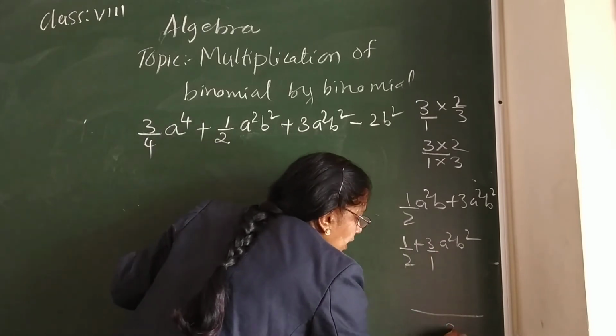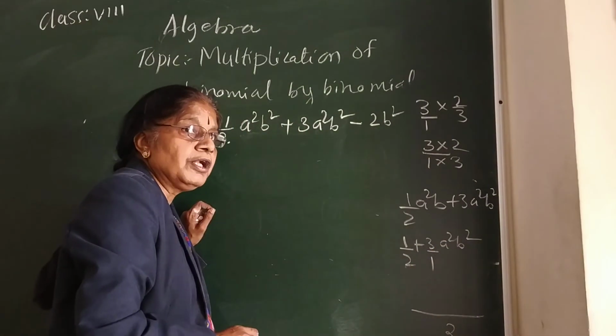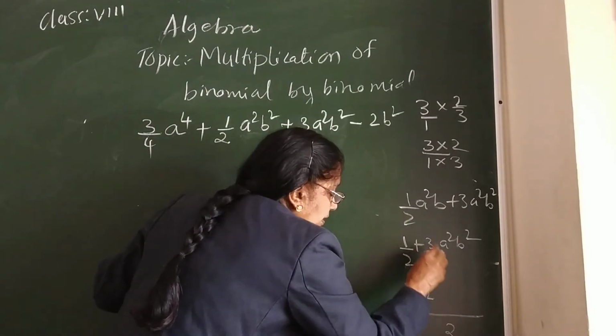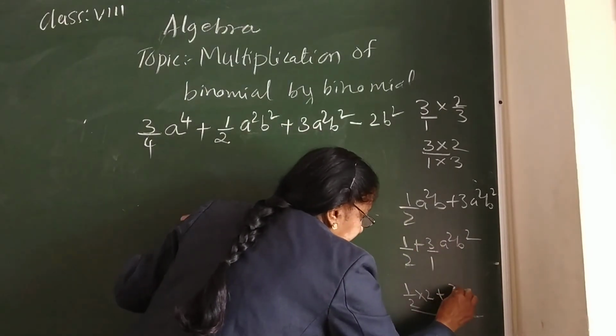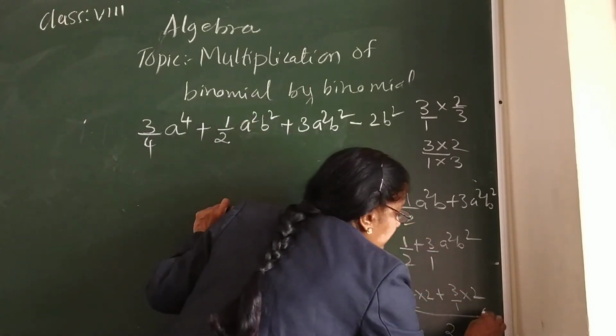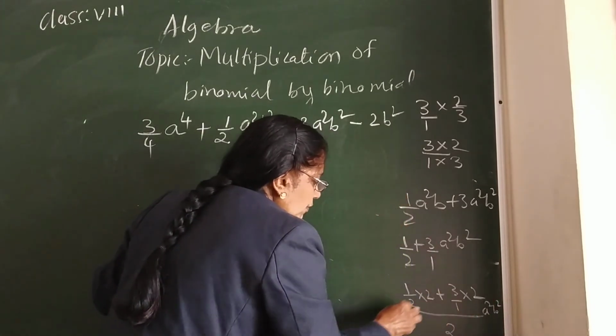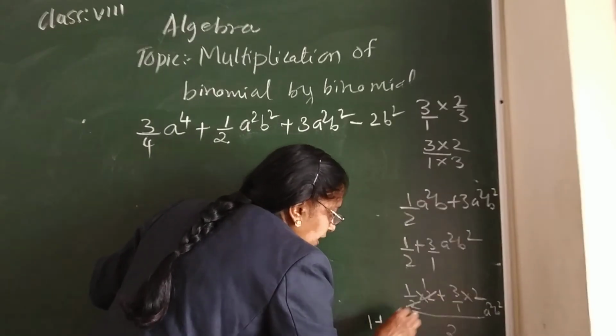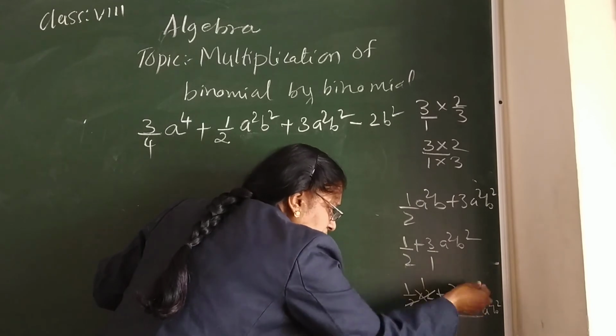2 1s are 2. Then what do I do? Take the first fraction, multiply with the LCM. Plus take the second fraction, multiply with the LCM. A square b square will remain as it is. So 2 will cancel. 1 into 1 is 1. Plus 1 2s are 2.